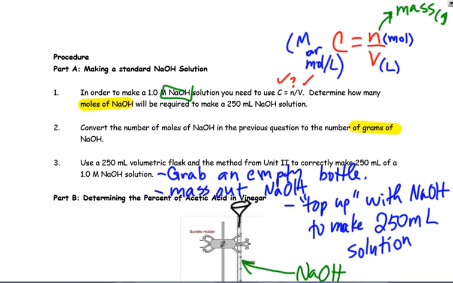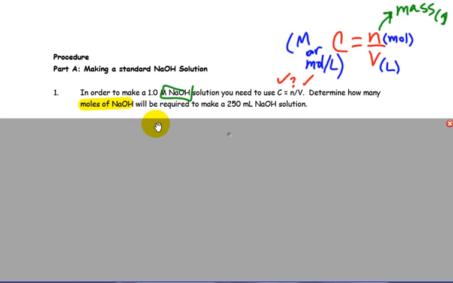So part one, making the standard NaOH solution. So we want to make a 1 molar NaOH solution, and of course we need to use C equals n over V back from unit 2, to determine how many moles of NaOH will be required. Now how much of this do we want? 250 mL. And of course we change that to liters, that's 0.250 liters. So we know V, 0.250 liters, we know C, it's 1.0, so rearrange this to solve for n.